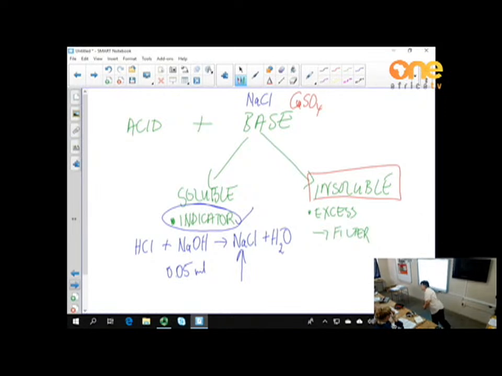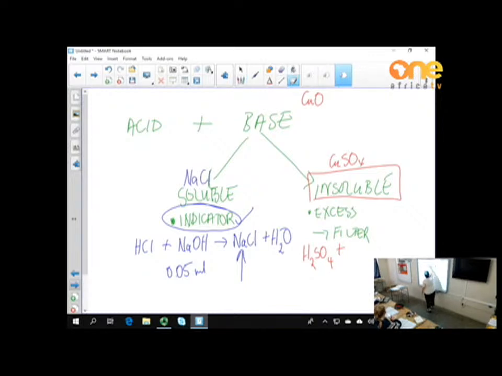What acid must I use? Sulfuric acid. So I would need H2SO4, and I'm going to add to it the base, copper oxide, because I want to make copper sulfate. Over here I made sodium chloride, where the base that I would add would be sodium oxide or sodium hydroxide.